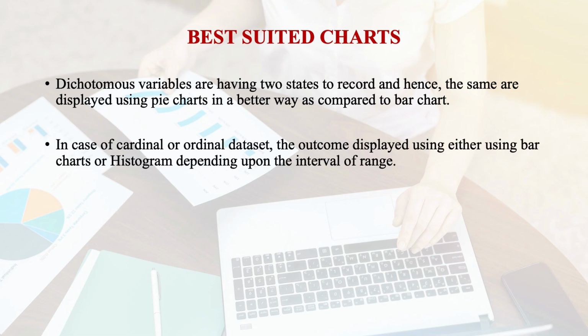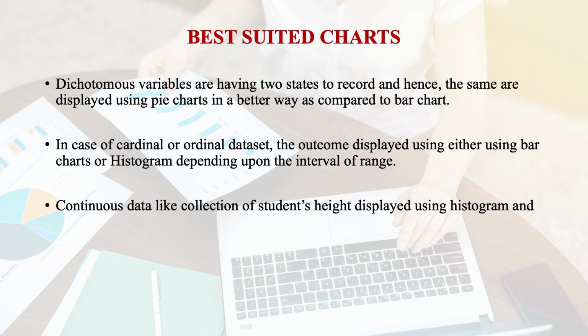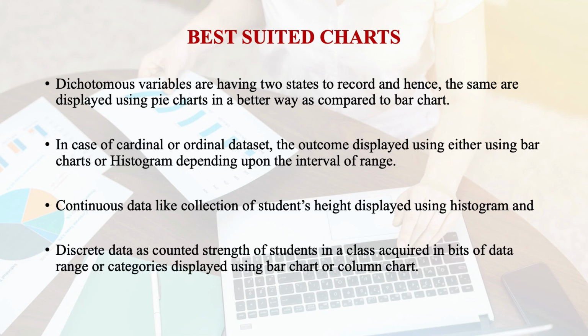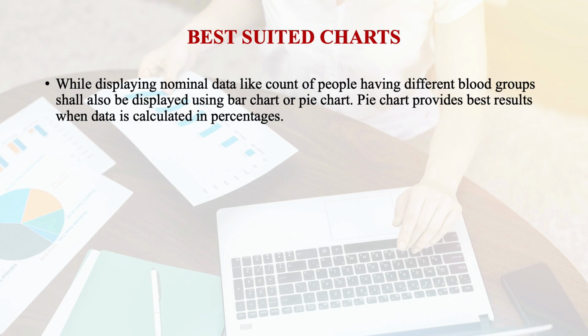Whereas when we are having a cardinal or ordinal data set, the outcome displayed using the bar charts or histogram will be best suited. Whereas for the continuous data, histograms work well, and for the discrete data we are having the column chart, bar chart. Now the pie chart provides the best result when data is calculated in the form of percentages.